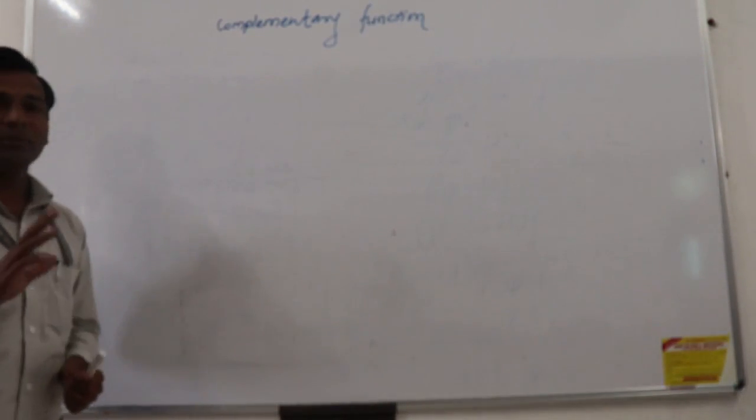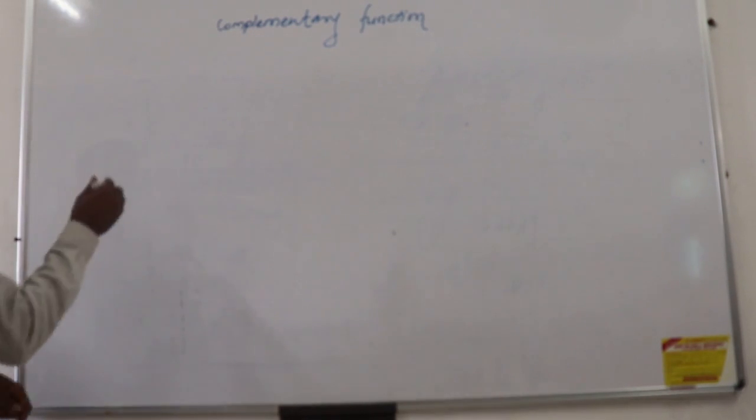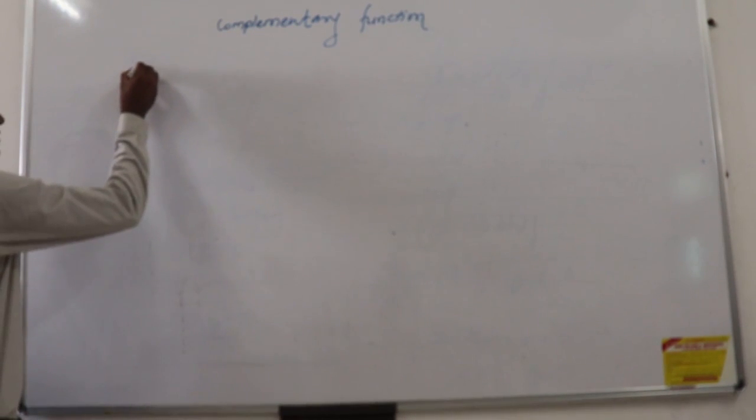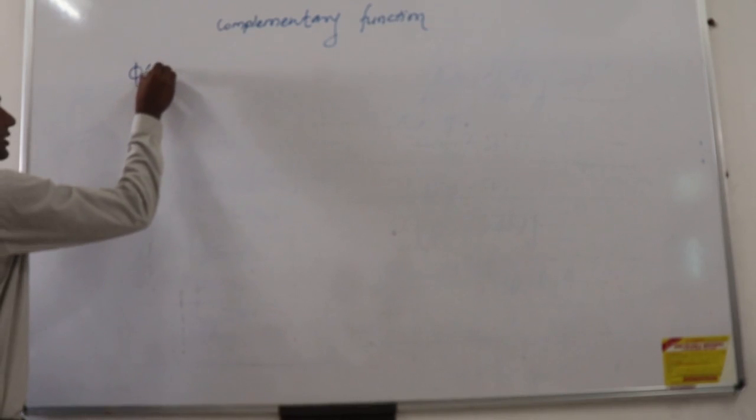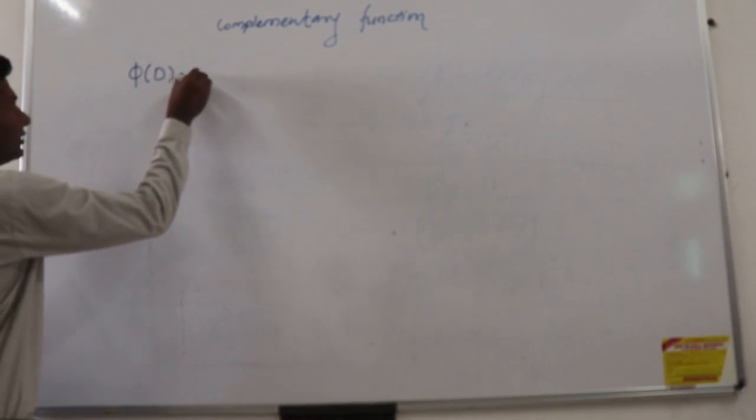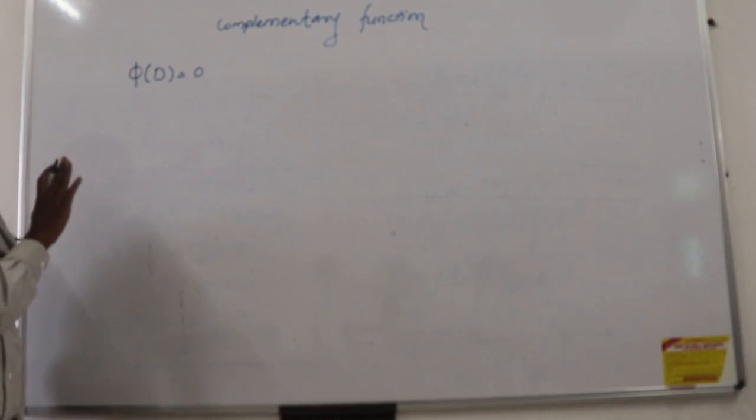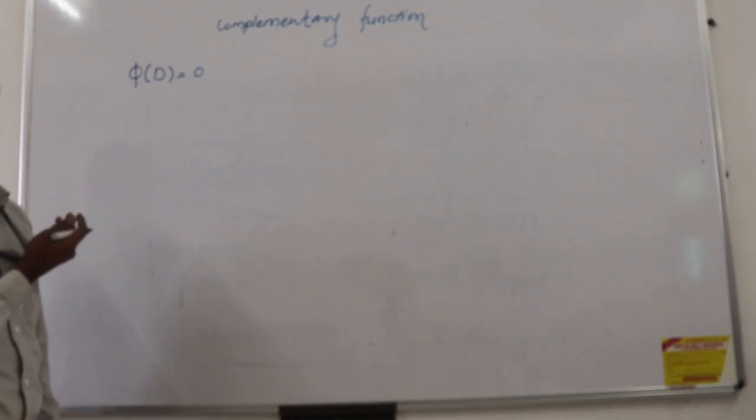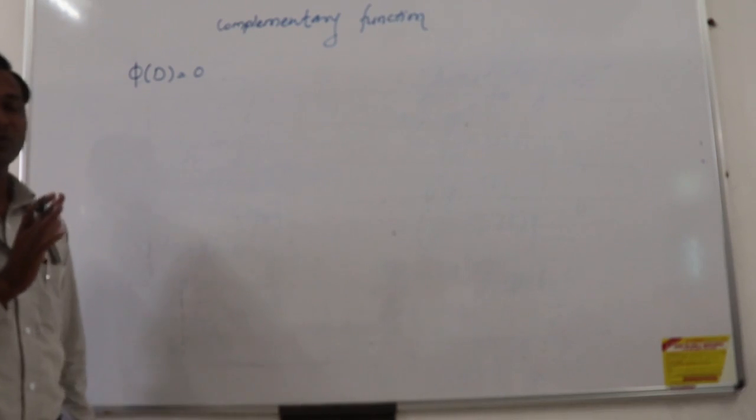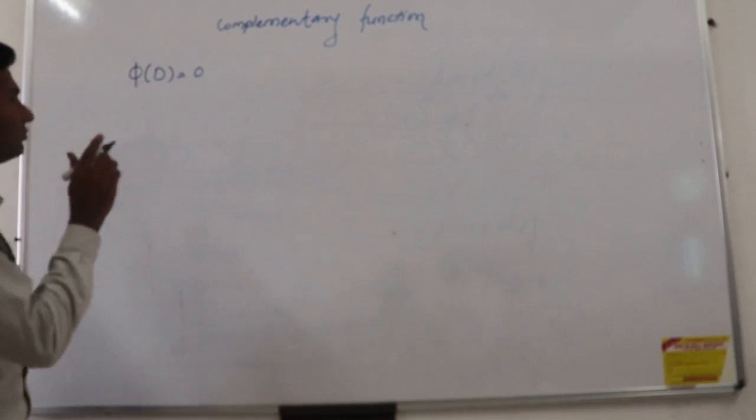Complementary function depends on the roots of the auxiliary equation. The auxiliary equation is denoted by phi of D is equal to 0, and it depends upon its roots. There are four parts of complementary function. So which four parts?